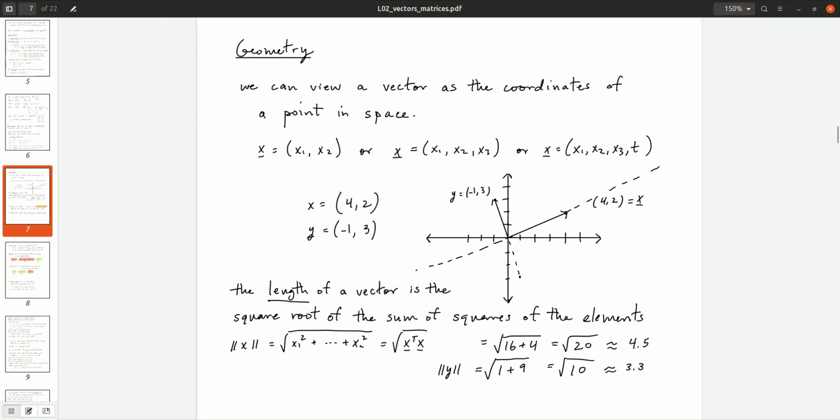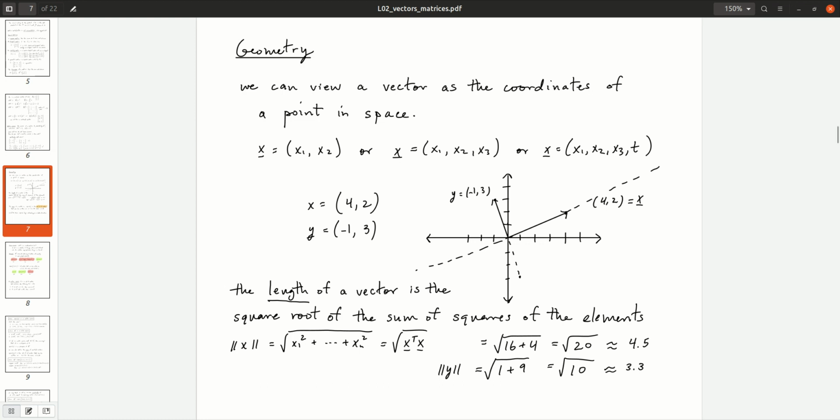Here we have x equals x1 and x2. We can think of this as a coordinate on the plane. Here's an example where x is 4, 2. We can represent that vector as moving 4 places out to the right and 2 up. So this arrow represents the vector 4, 2, or we could just think of it as the point 4, 2 in this two-dimensional plane. Same thing for y, minus 1, 3: you'd go back 1 and up 3 to get the vector y. Now you can move this up to higher dimensions. I'm not good at drawing this, but you could have a 3-dimensional vector.